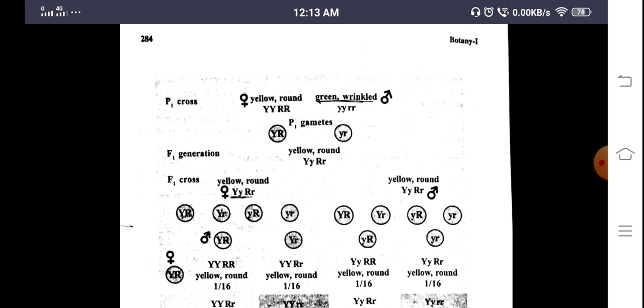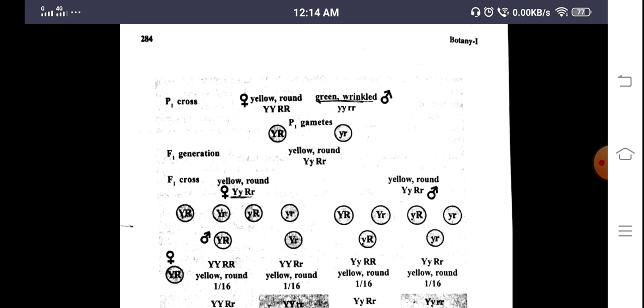So we are discussing today 10th class biology, that is 8th chapter, Heredity. In the continuation, in the previous class I already explained to you monohybrid cross. Today we are discussing dihybrid cross.